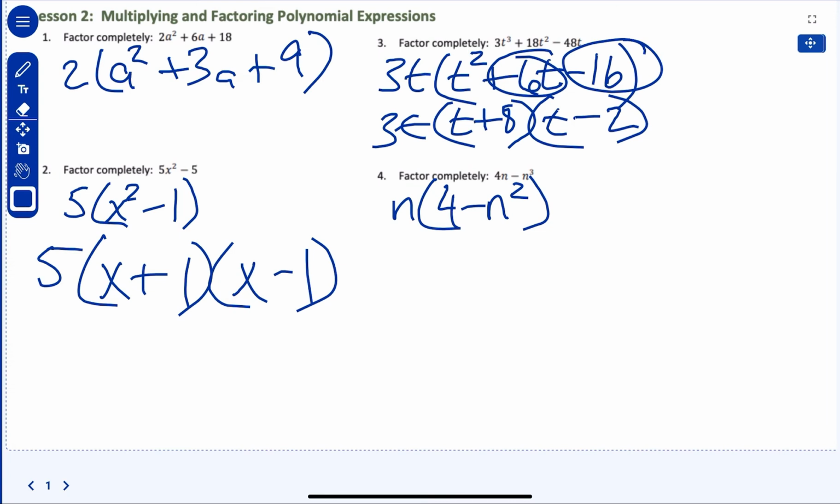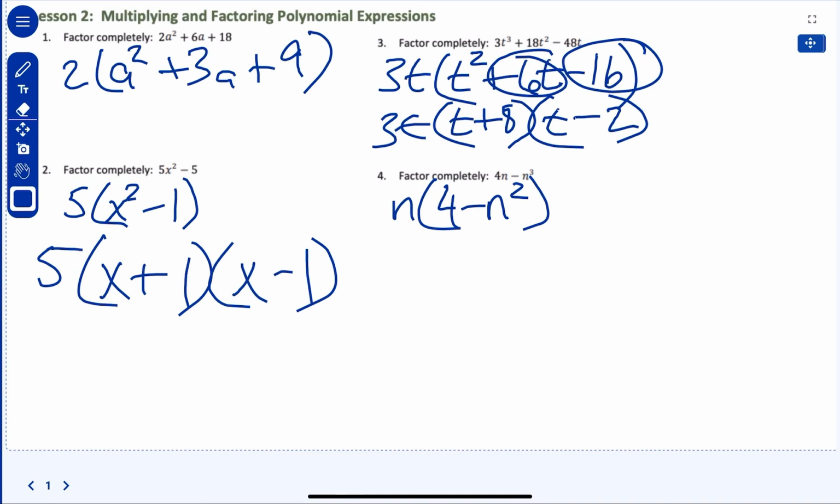Is 4 a square? Is it a perfect square? Is n squared a perfect square? Okay, if those two numbers are perfect squares, then you have the difference of perfect squares, or the difference of squares. What are they? That's conjugates.